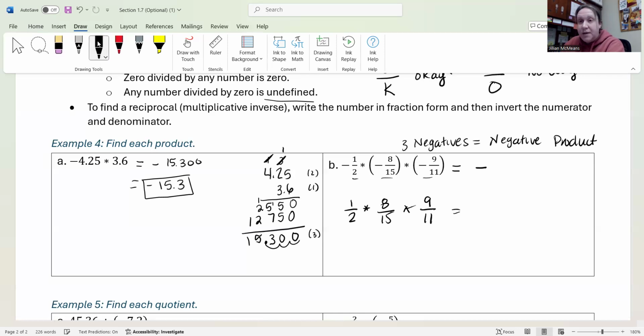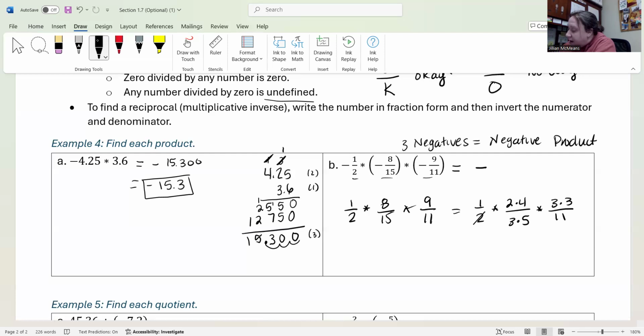I can rewrite these numbers as factorizations. And remember, a factorization is just a way of writing a number as a product. So I'm going to leave 1/2. But 8, I'm going to write as 2 times 4. And 15, I'm going to write as 3 times 5. And 9, I can write as 3 times 3. And 11 is prime, so we're just going to leave it as 11. Now we want to see, are there factors top to bottom that are the same? If so, they cancel out. They really just divide out and become a 1.